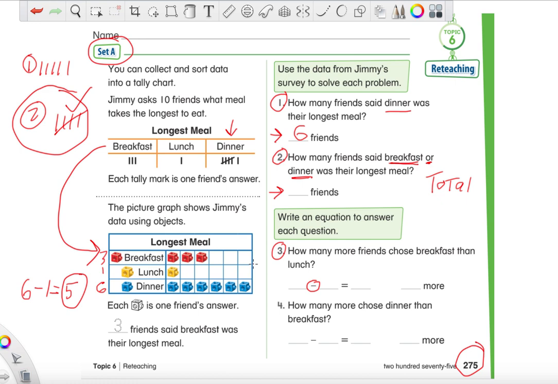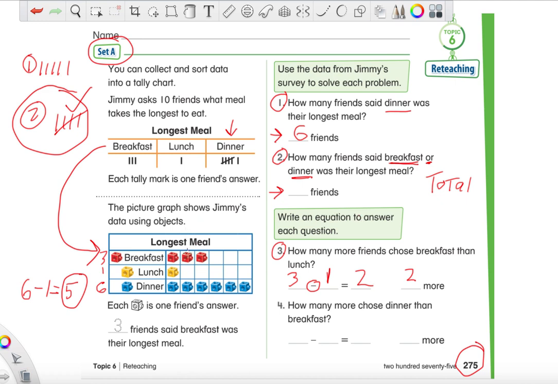Alright, now if you are still working on this, as always, pause the video. If not, let's make sure you did the correct work. Okay? Now, if you did make a subtraction sentence, right, that just means we have 3 and 1. The big number goes first. So 3, and then the 1. And 3 minus 1 is just 2. Right? So it would be 2 more friends picked breakfast than lunch.